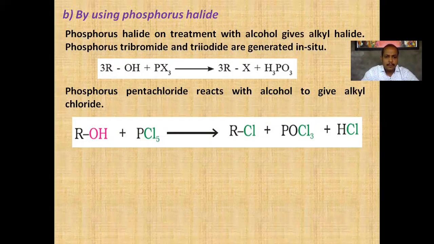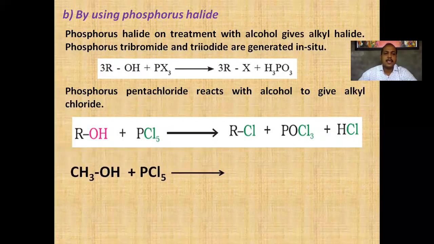Then by using phosphorus pentachloride, that is PCl5, we can also prepare alkyl chloride especially. Now look, ROH plus PCl5 gives RCl plus POCl3 plus HCl. Simple. Now we can see one example of this also.